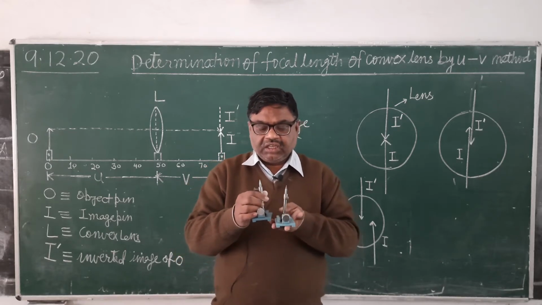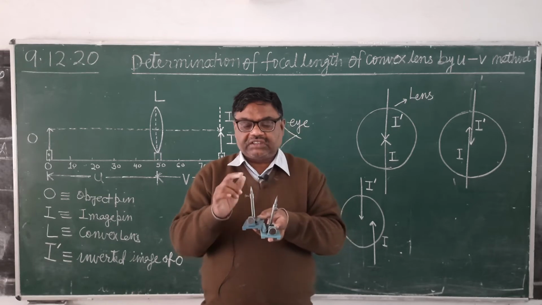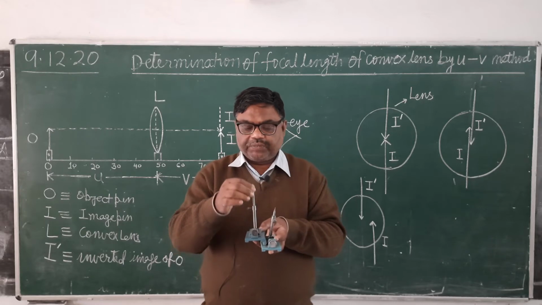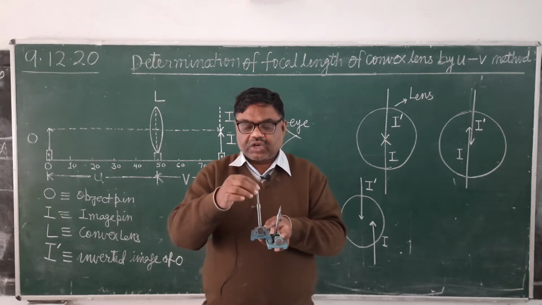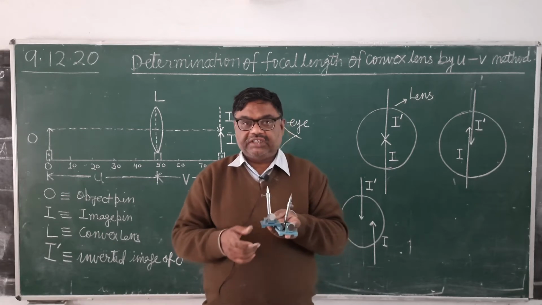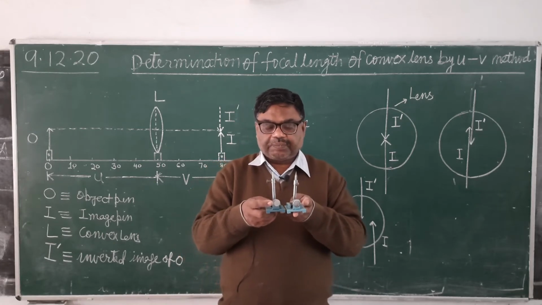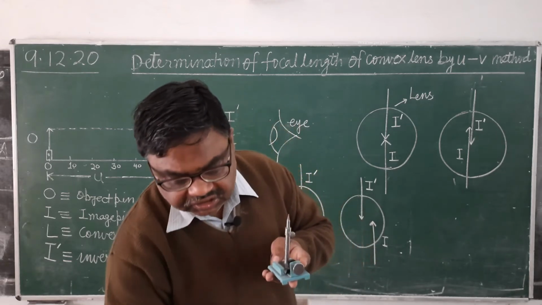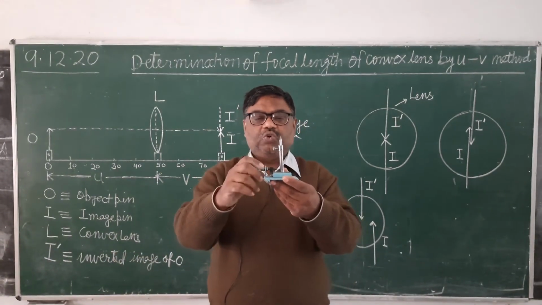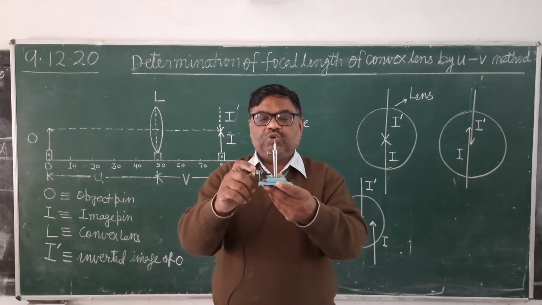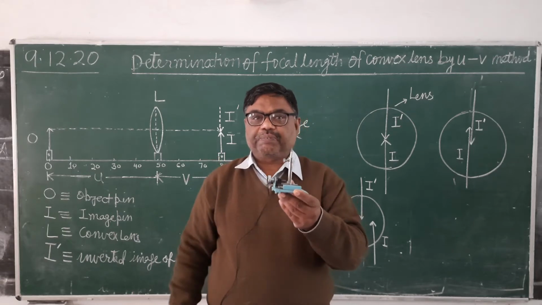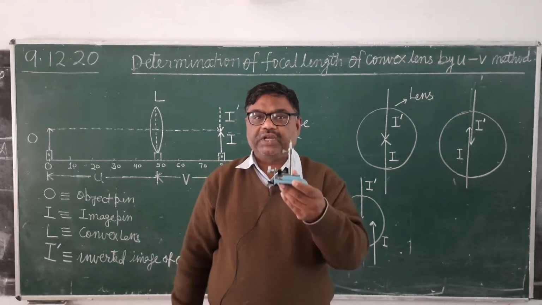You can see these two uprights are having the optical pins. Here you can see optical pins, and its height you can adjust according to your need. It's clear? Height can be adjusted. In these uprights, there is this type of screw. By rotating this screw, we can rotate this pin laterally. Laterally means perpendicular to the length of optical bench.